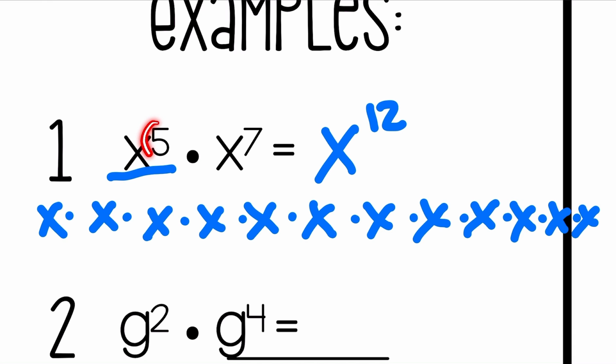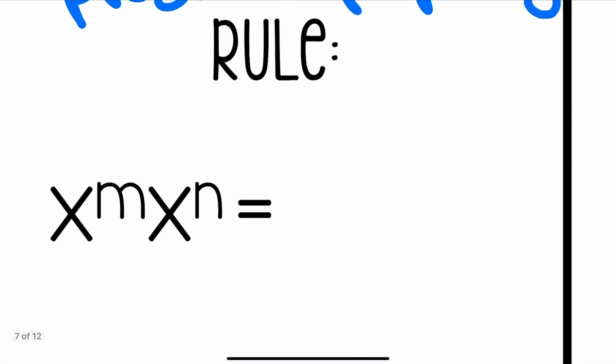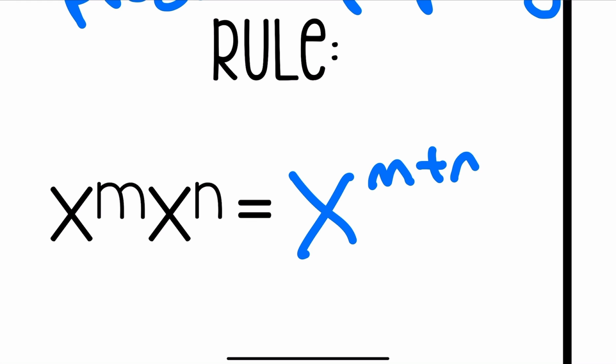Now, what happened between this 5 and 7 to get 12? What did we do with those two things? Well, we basically just added them together. If we have 5 x's that are being multiplied by each other, and then multiply that by 7 more x's, well, that's just going to be 12 x's altogether. So our shortcut for this, or our rule, will be x to the m, which is some number, and x to the n, which is some number. We'll have x to the m plus n.